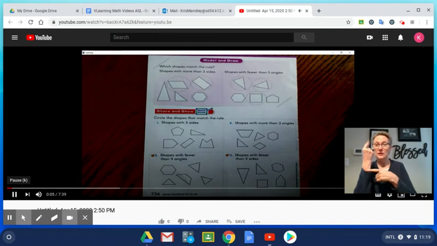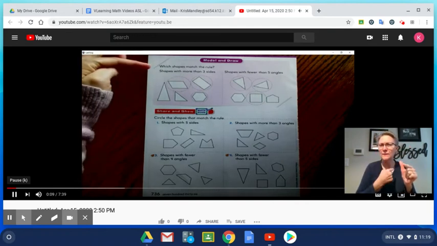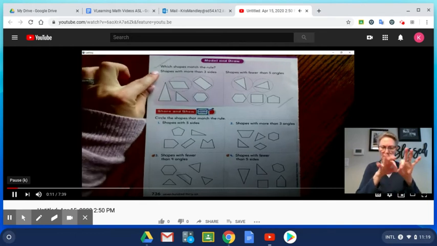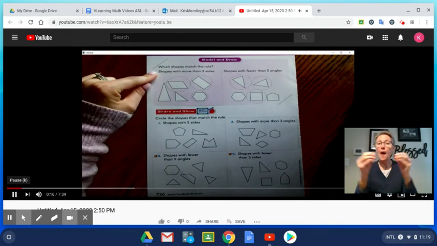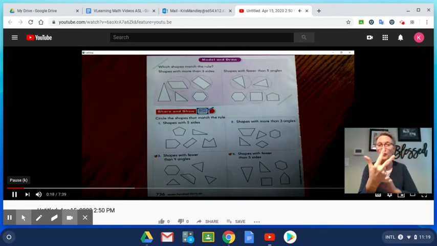How I can recognize shapes when I'm given a rule. So the question is, which shape matches the rule? And the rule that they give me here is shapes with more than 3 sides. So my goal here is to count all the shapes that have more than 3 sides.